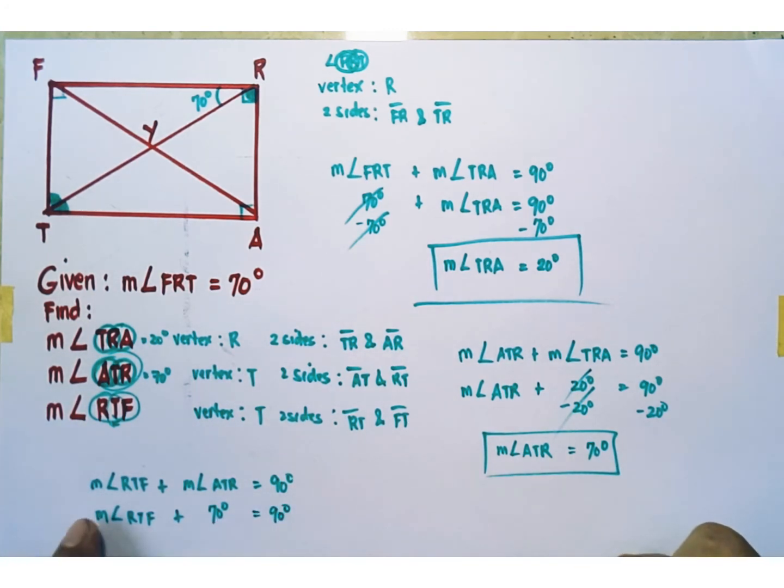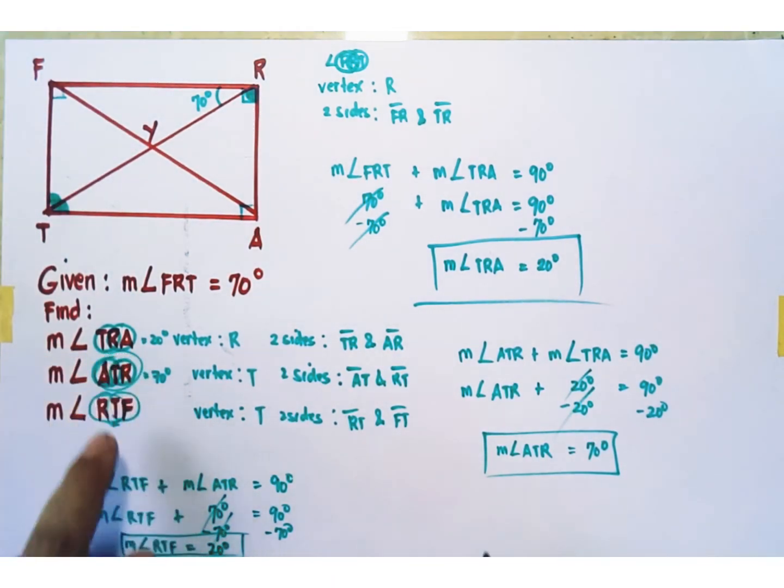Again, isolate the unknown on the left side of the equation. Use subtraction property of equality. Subtract 70 from both sides of the equation. Subtracting two equal numbers results to 0. Measure of angle RTF is isolated on the left side of the equation and its measure is equal to 90 minus 70 degrees, or 20 degrees. That's it.